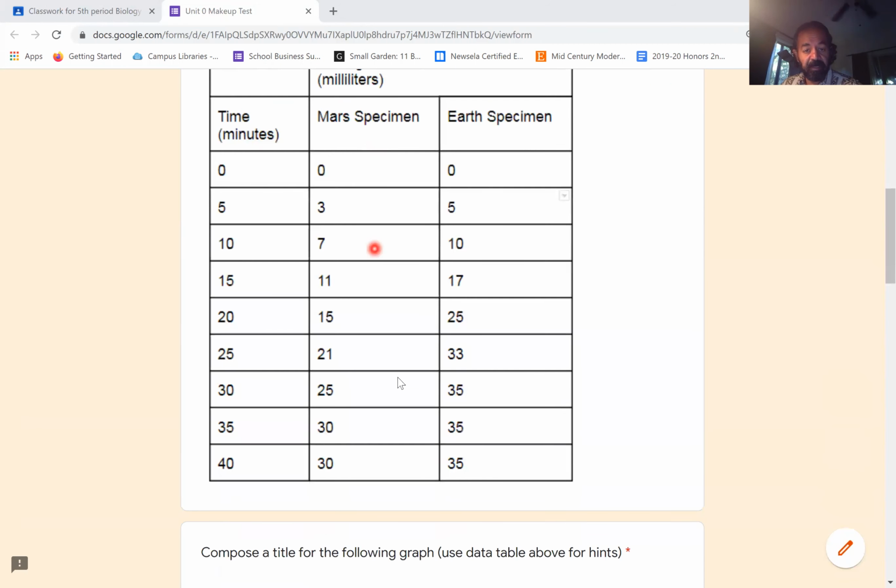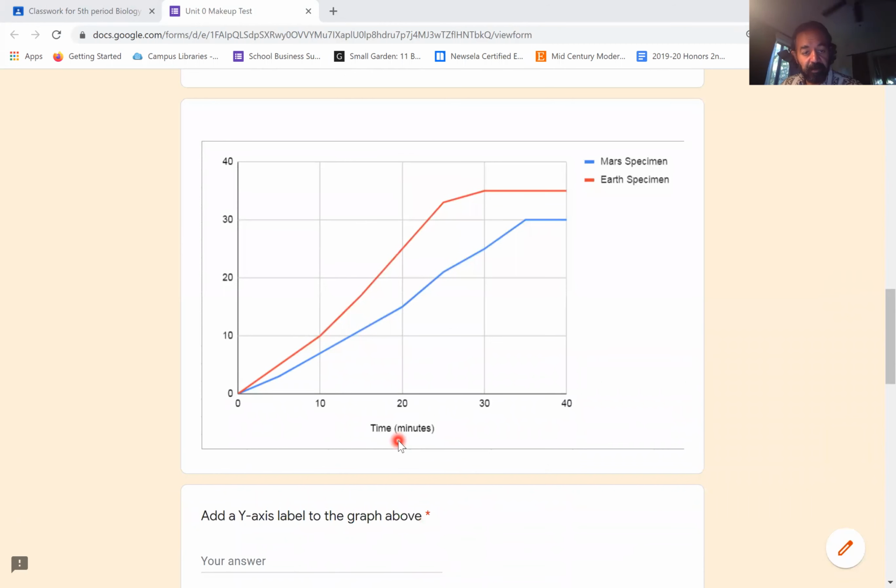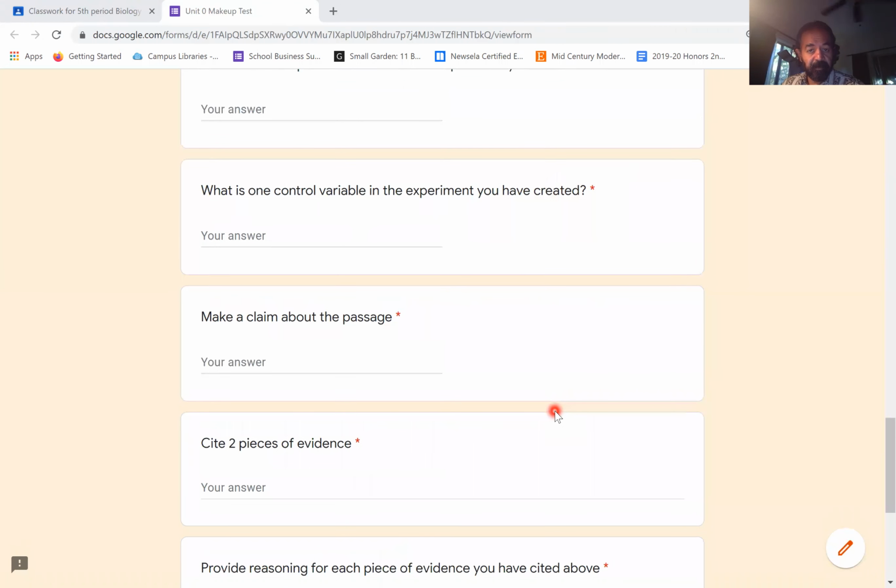Second piece of evidence right here, the graph for the table, right? The Martian specimen is producing CO2. So over a 40-minute period, it released carbon dioxide. And that's evidence, right? Now, reasoning, right?